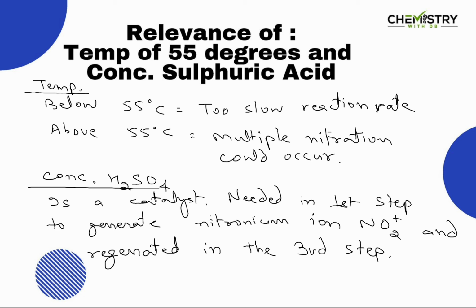The second reaction condition was concentrated sulfuric acid. Concentrated sulfuric acid acts as a catalyst here. It's used in the first step to generate the nitronium ion, and it's regenerated in the third step. So this is how it acts as a perfect catalyst here. I hope you were able to understand this reaction mechanism of electrophilic substitution.